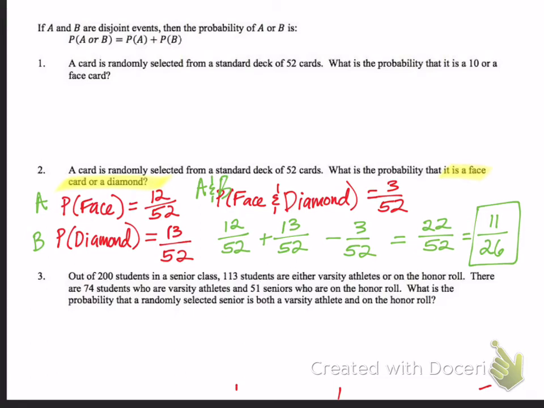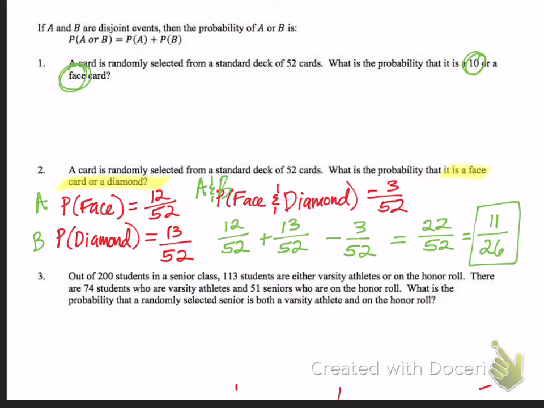Because they intersect, so they happen at the same time. So if I look at number 1, 10 and face card, they don't intersect. There's not a 10 that's a face card, and there's not a face card that's a 10. But face card and diamond, they do intersect.